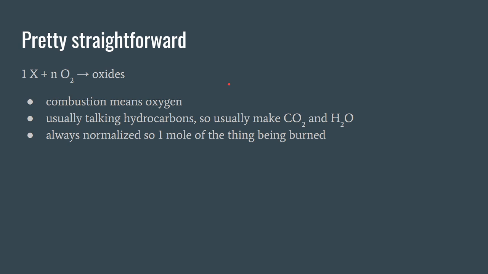Now, just like heat of formation, it is normalized so that we only have 1 mole of the thing being burned. So we'll have fractional coefficients sometimes on the oxygen. Remember, with heat of formation, we make 1 mole of the product, 1 mole of the thing in question. With heat of combustion, it's 1 mole of the thing being burned.